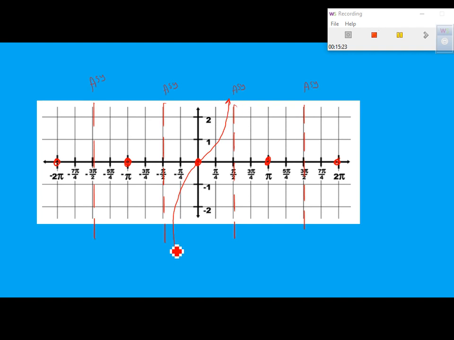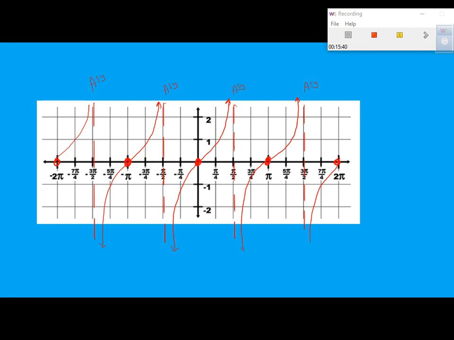So I've got a branch that looks like that. I've got another branch that looks like this. I've got another branch that looks like that. Another branch that looks like that. And then another branch that looks like that. So that's what the tangent graph looks like.